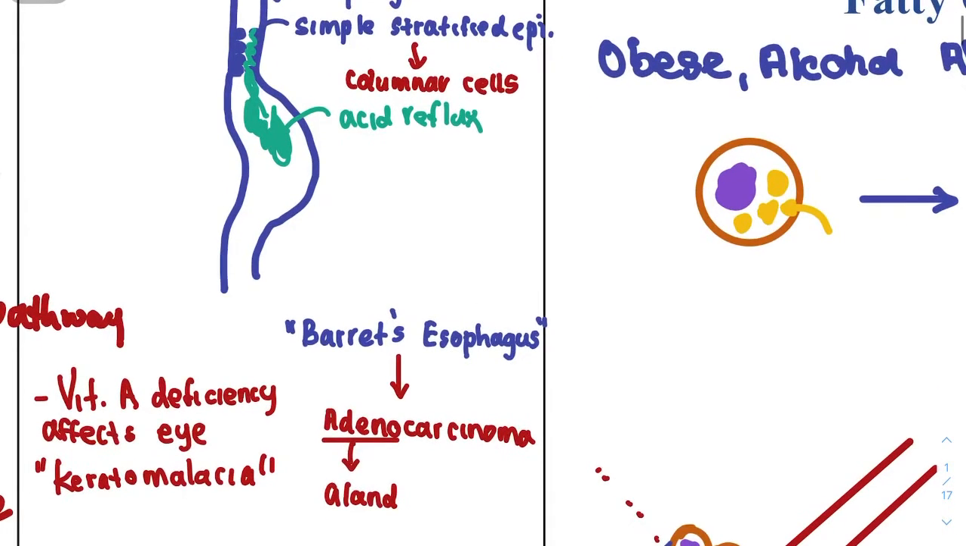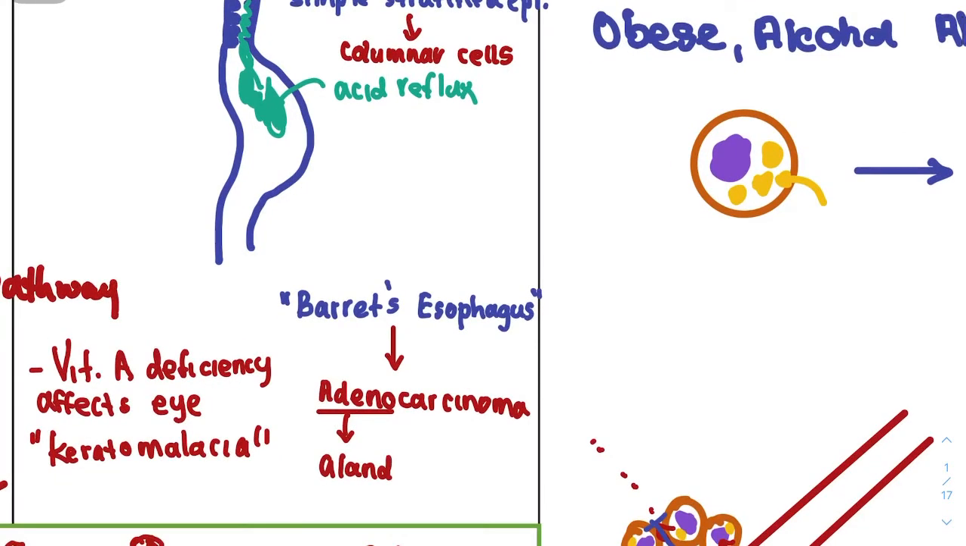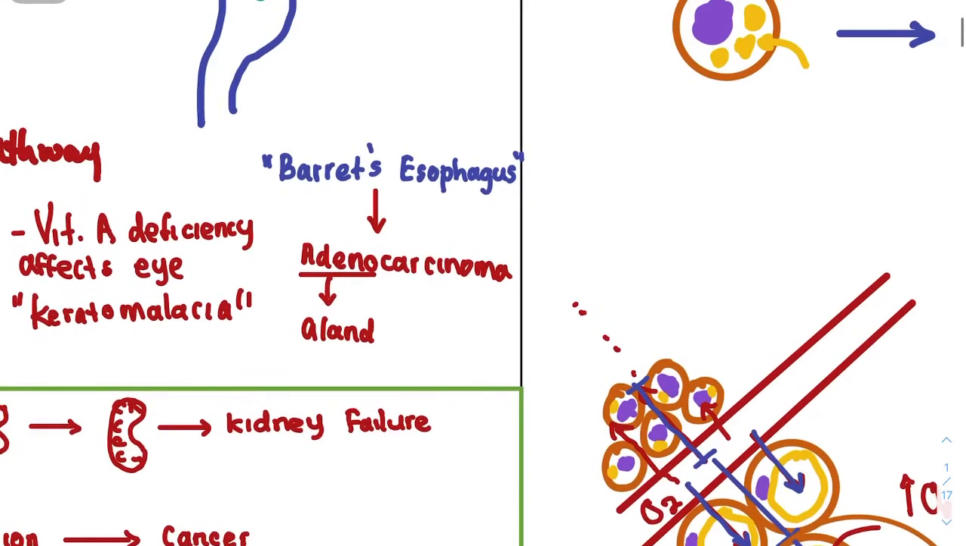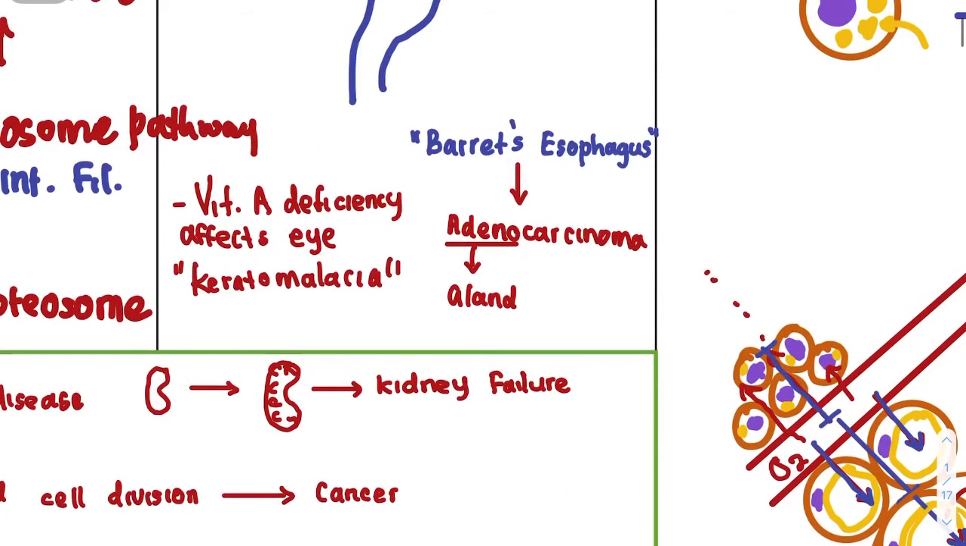This is very important. If the stress is not removed, this can lead to an adenocarcinoma. Adeno means gland, carcinoma. This is a glandular epithelial cancer.